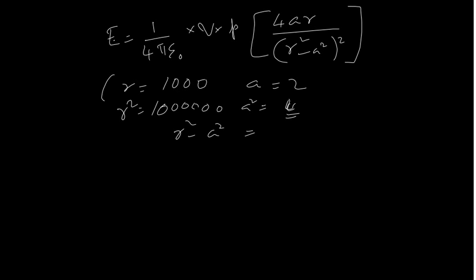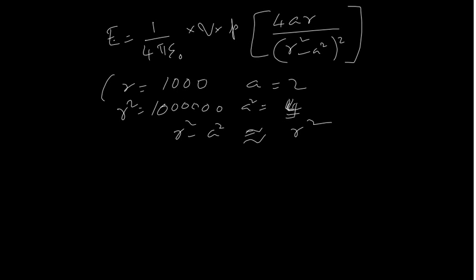You are subtracting 4. It's something like someone loses 4 rupees from 1 million rupees. 1 million means 10 lakh rupees. Does he bother about that? From 10 lakh rupees, he just loses 4 rupees. Of course, if he's not a stingy person, then it's 4 rupees, no problem. I'm still having 10 lakhs. Correct? So r square minus a square will be almost equal to r square only.